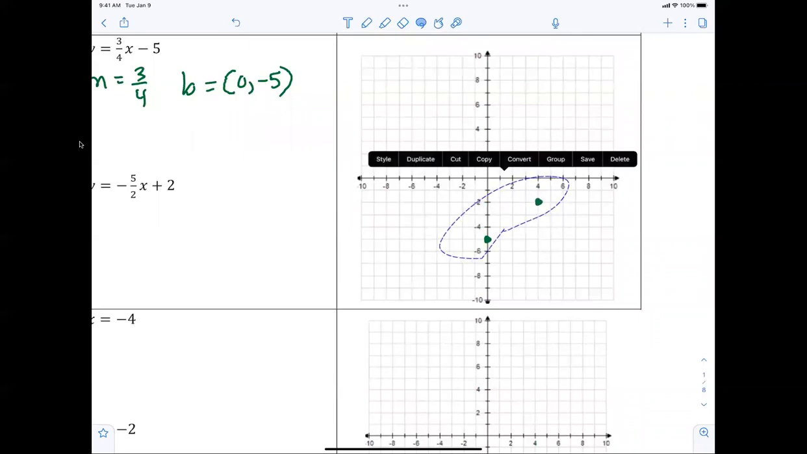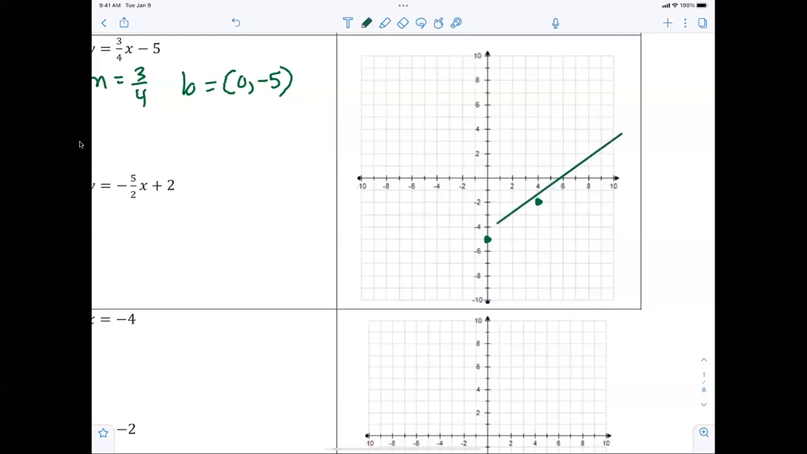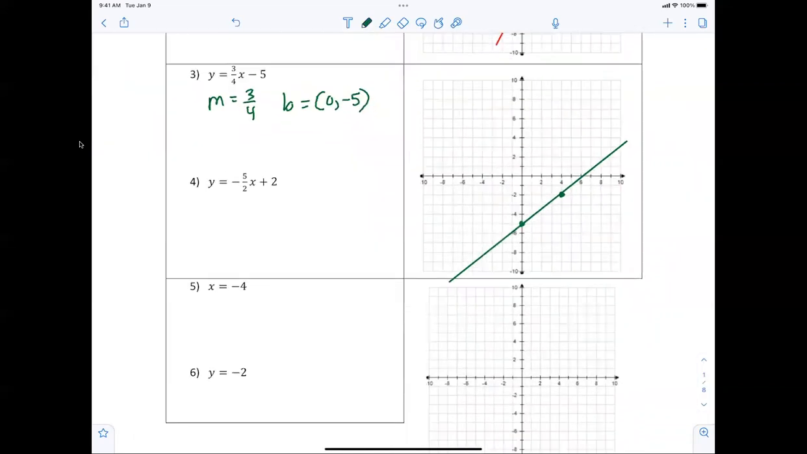Technically, do I have to have a third point? No, you don't have to. But sometimes I like to do it. But with my iPad, it's just easy to connect the dots. All right, super great.